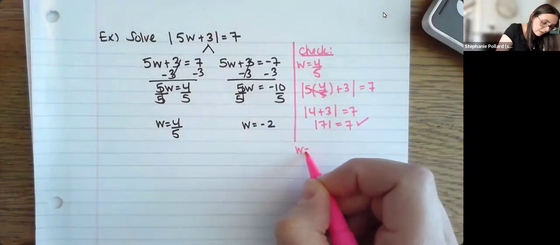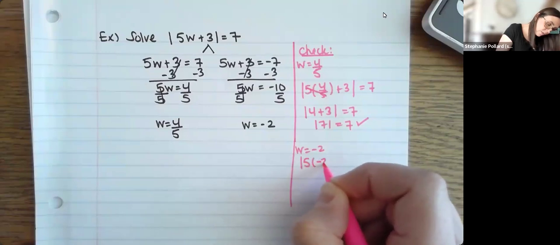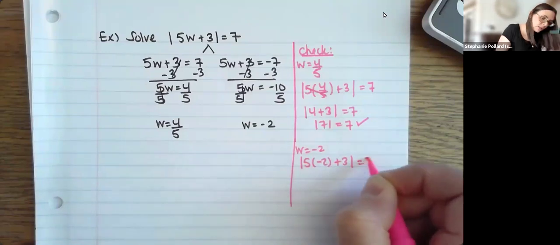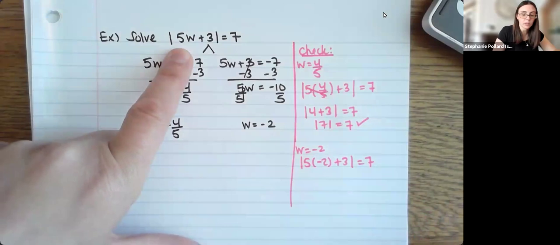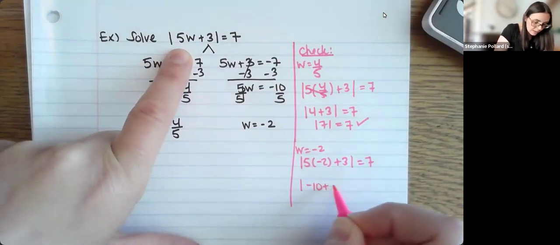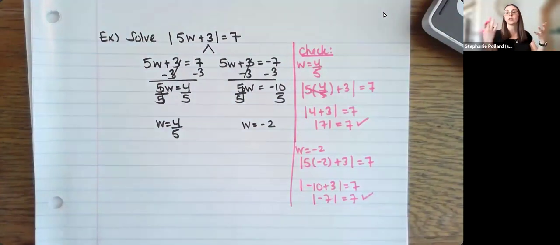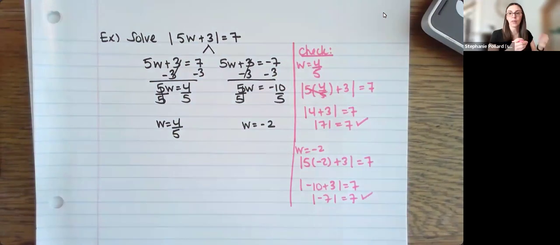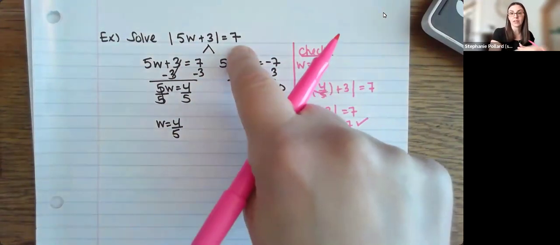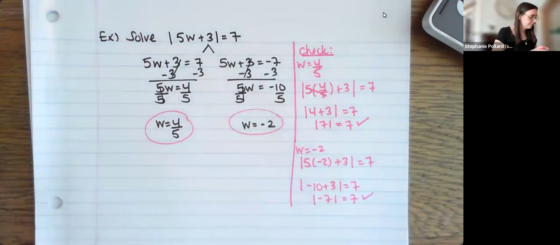When I check negative 2, I have the absolute value of 5 times negative 2 plus 3 equals 7, going right back to the original and plugging in my answer. Negative 10 plus 3 is negative 7. And when you take the absolute value of that, you do also get 7. So by splitting, we're able to solve and get both answers that would give us 7 on the other side. Here you have two solutions.